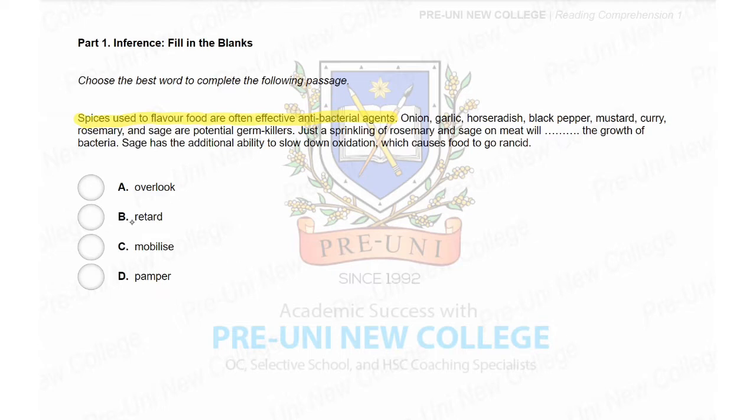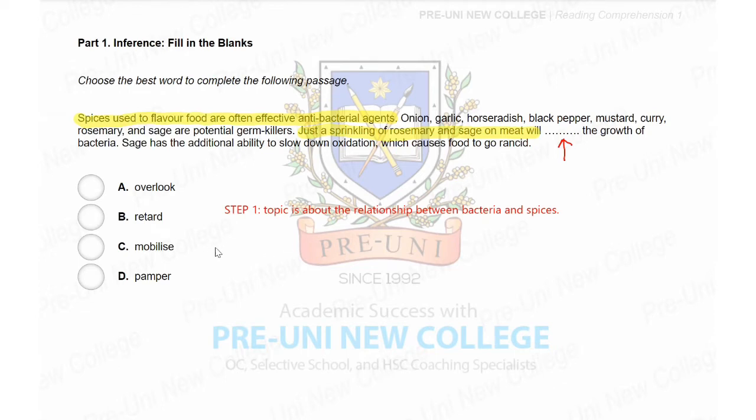So that's going to be our step number 1. Now, the next step was to look just before and after where the blank is. And looking at the question, the blank is right here. So we need to read what is just before. And it says, just a sprinkling of rosemary and sage will blank something.